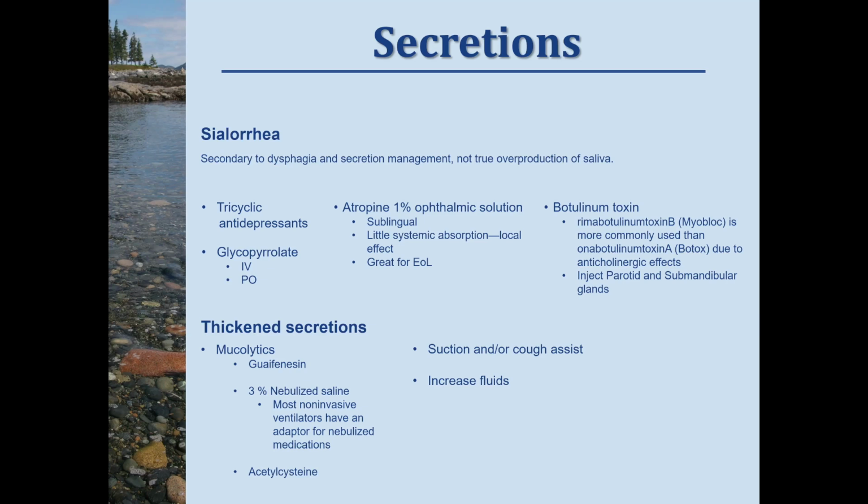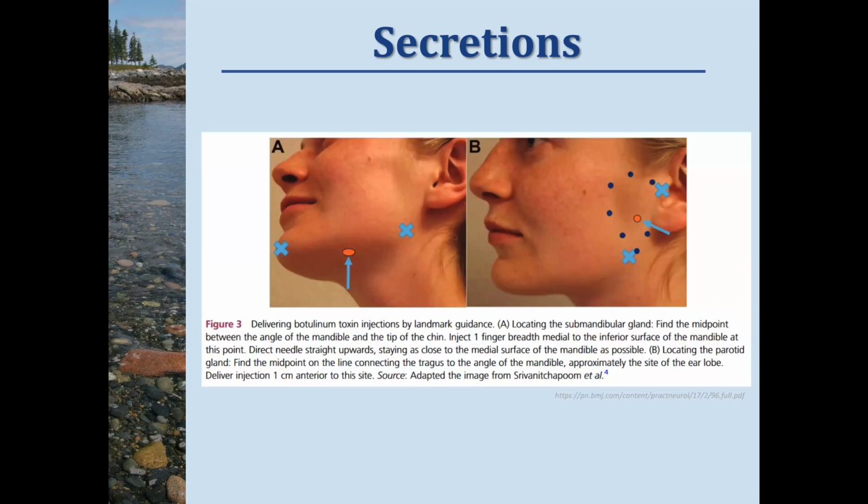Acetylcysteine is another one that you can use if that 3% doesn't work. Suction or cough assist. Often we're talking about an Afflo vest as well, something that you put on and it provides percussion to the chest to break those secretions up. And then increased fluids, make sure patients are staying hydrated. That's another good non-pharmacologic way. And this is just for Botox. If you guys ever are in my clinic, this is where you'll see we inject in the parotid and submandibular glands.